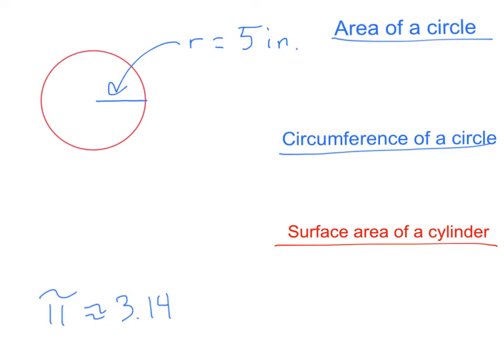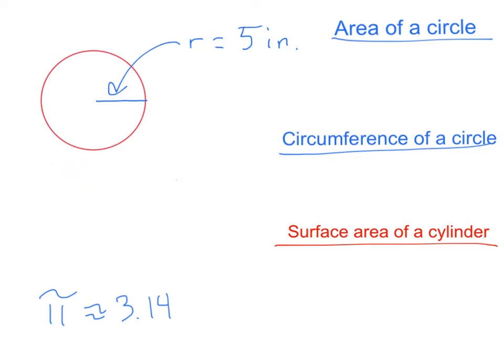All right, a circle. We know that there is one identifying mark about a circle, and that is the radius. If you are ever given the diameter, you take the diameter divided by 2, and that will give you the radius. But let's take a look at what the area of a circle would be.